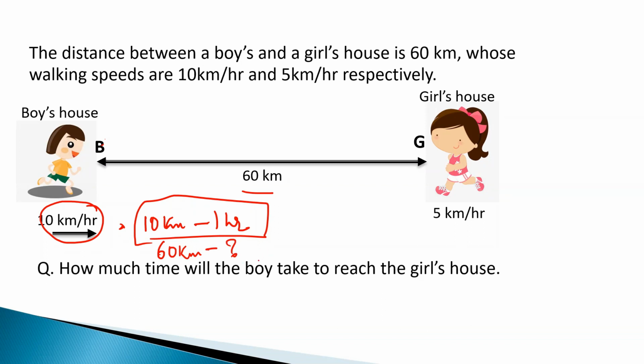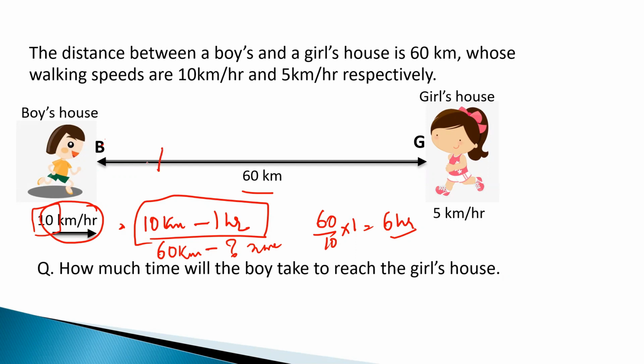Now this is an application of chain rule. He will definitely take more than 1 hour. So what is more in these two? 60 is more, so 60 by 10 into 1 gives 6 hours. Or else, if the numbers are very low, you can just work in this way.